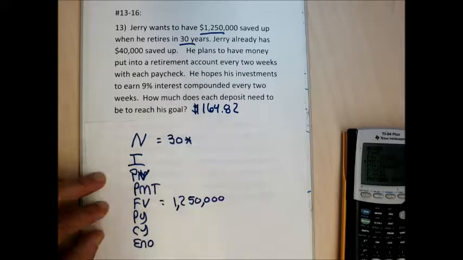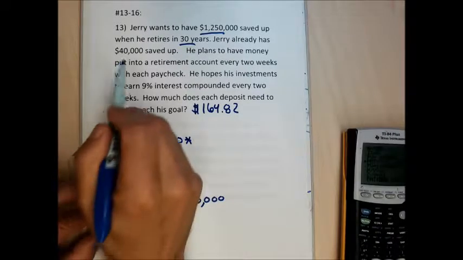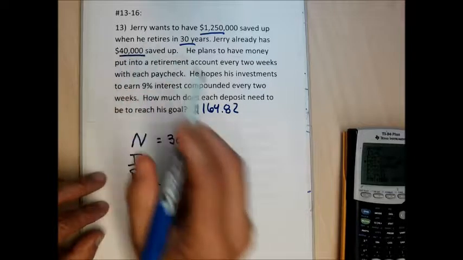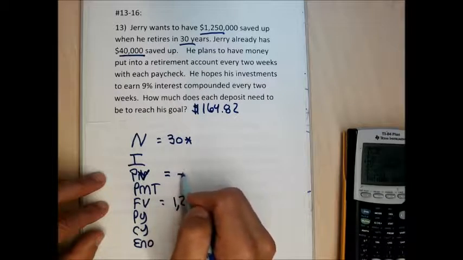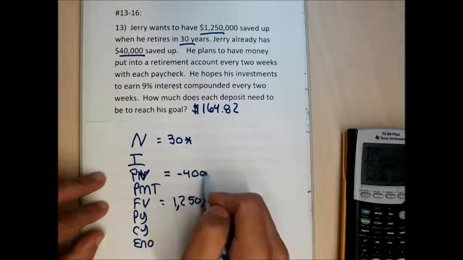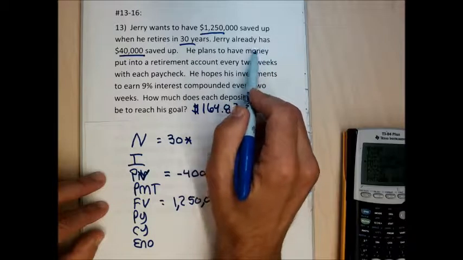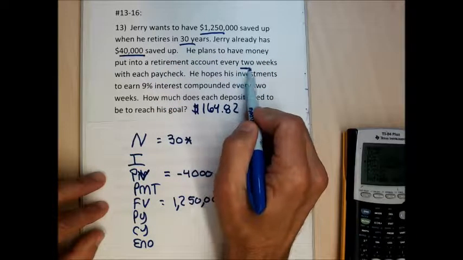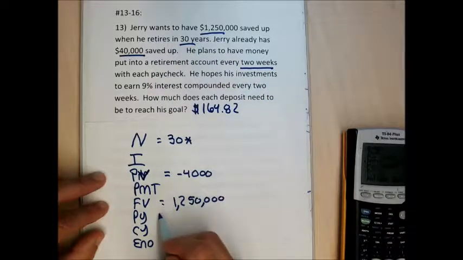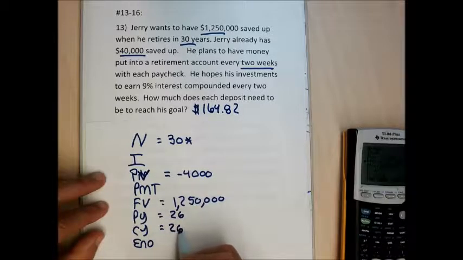I'm going to need to multiply by something. Jerry already has $40,000 saved up. That's a PV, and because he's still saving up money, that goes in as a negative. He plans to have money put into a retirement account every 2 weeks. Every 2 weeks is the PY and the CY, 26. Twice a month is the 24.